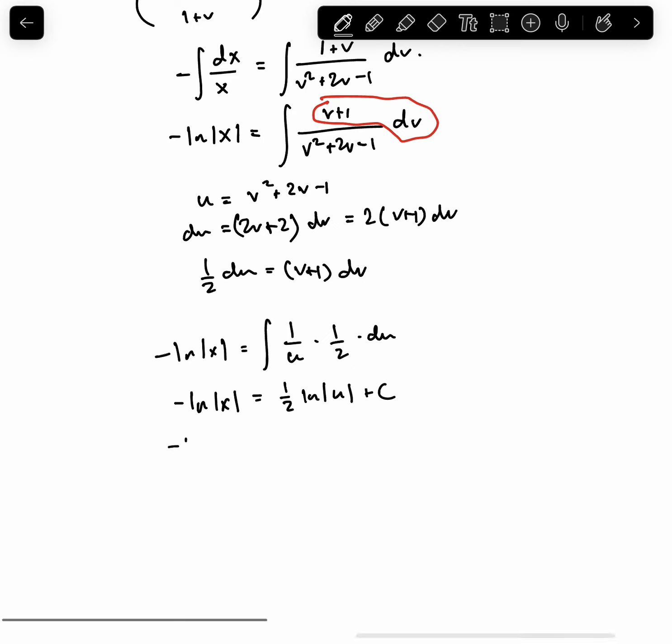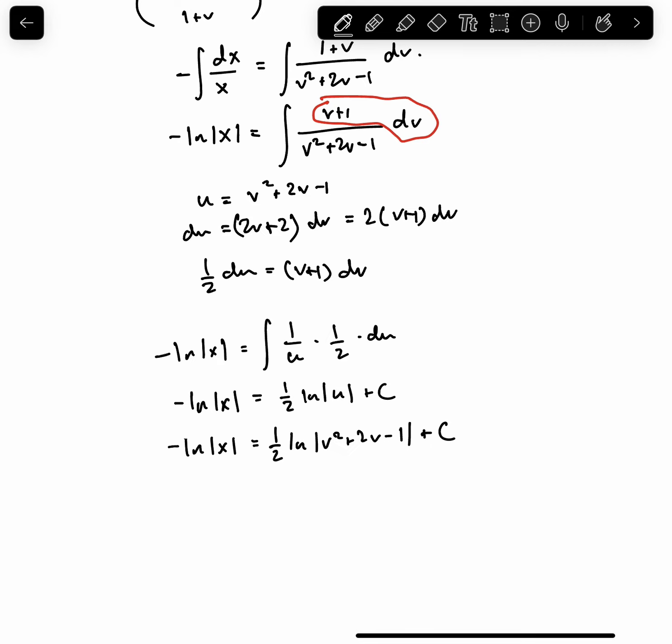And we'll plug back in what u is. Plus c. Right. And since we have a log here, we can actually put the c on this side. It doesn't matter. And the sign doesn't matter because we haven't even determined c yet. It could be negative, it could be positive, whatever.